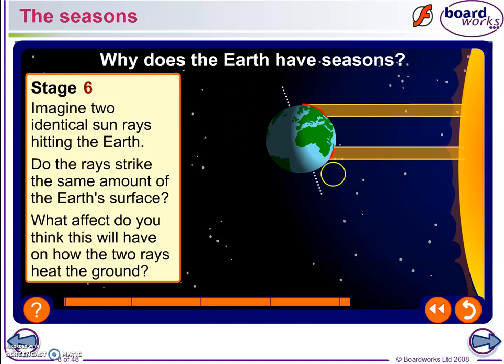Compare that to the southern hemisphere, as shown below, and you'll see that the energy and the light from the sun is directed in a more concentrated area. That means the more energy of the sun that's visible on that part of the planet, the greater the heat, and therefore it is summer.